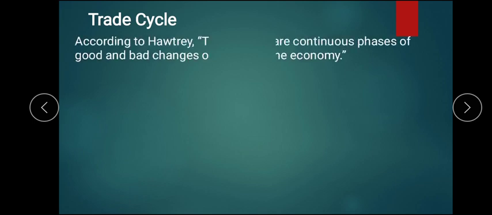Now, trade cycle means what? According to Haberler, trade cycles are the continuous phases of good and bad changes occurring in the economy. So in the economy there are certain good changes and bad changes which are happening continuously. It is not like good happens, then bad happens and it is finished. No, it is continuous. If a good time comes, then a bad time comes, then again a good time comes. So good, bad, it's going on. These are the phases of a trade cycle, or we can say business cycle, which are occurring in an economy. So it shows the continuous changes happening in an economy.